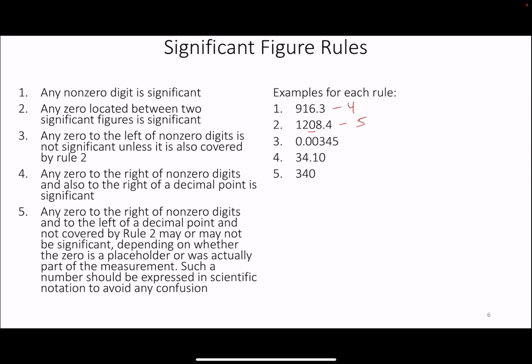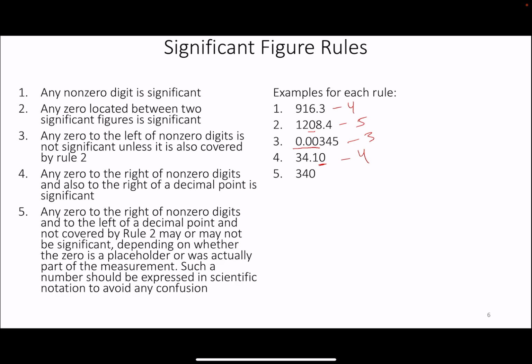A 0 to the left of non-zero digits is not significant unless rule 2 applies. So in this case, none of these are significant values. And so this number has 3 significant figures. Any 0 to the right of non-zero digits and to the right of a decimal point is, however, significant. So this is a significant number. The author was not trying to say 34.1, they're saying 34.10. So that is indeed 4 significant digits. And what that 34.10 is suggesting is that it's not 34.9 or 34.11, or sorry, 34.09, it's 34.10. Because if it was 34.1 without the 0, it would suggest that it could be 34 or 34.2, right? It's very different things.